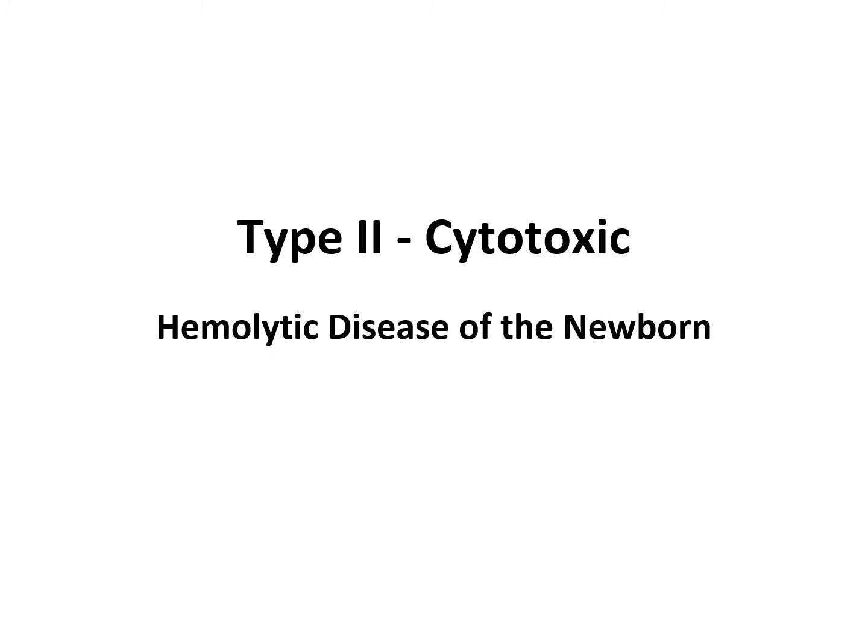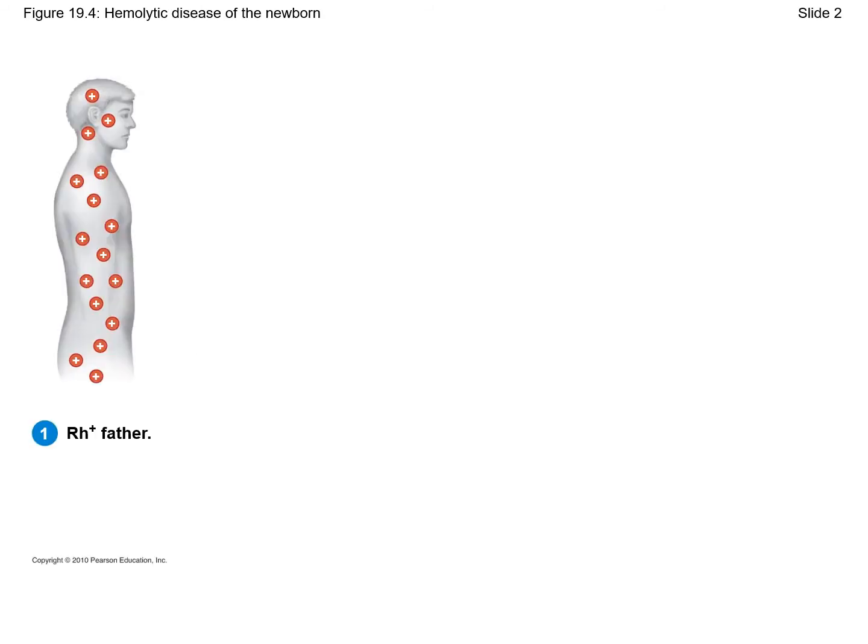Another type of cytotoxic reaction is called hemolytic disease of the newborn, or sometimes referred to as HDNB, hemolytic disease of the newborn. Hemolytic disease of the newborn involves the Rh factor, and the Rh factor is a protein that you either have on your red blood cells or you don't. And if you do express those proteins on your red blood cells, your blood type is positive. If you do not express those proteins on your red blood cells, your blood type is negative. So this is referring to that particular protein, the Rh factor.